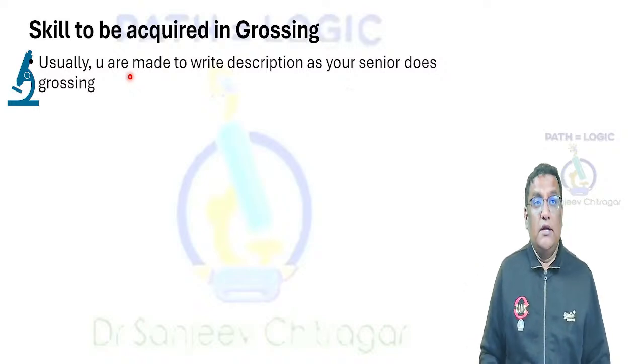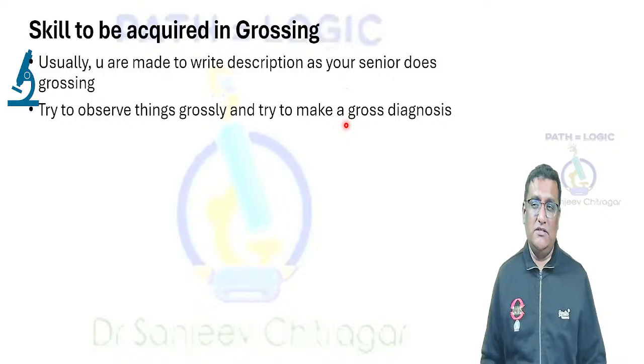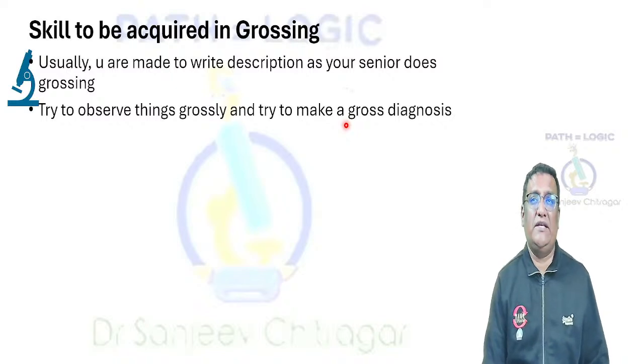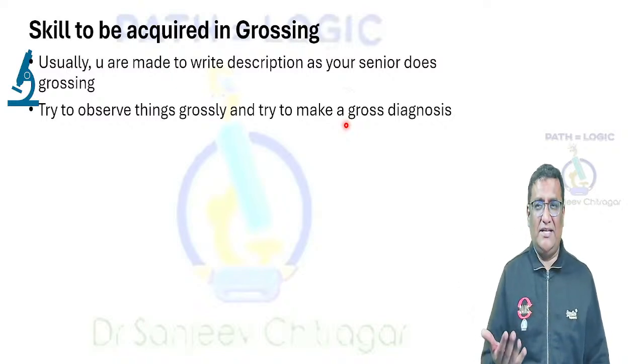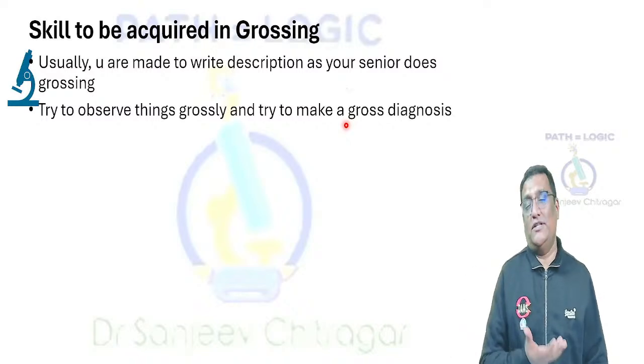So when you are writing, start making observations. Try to observe things grossly, try to make a gross diagnosis. This is what is missing in most places. Try to make, looking at the gross examination, a diagnosis: this is an adenomyosis, this metaplasia is there, or there's a squamous cell carcinoma.